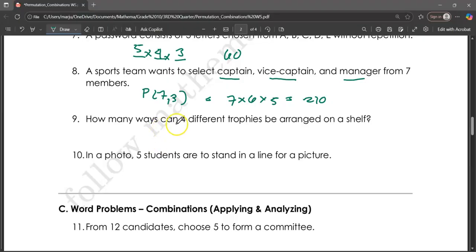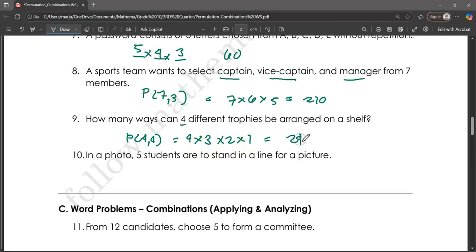Number 9, how many ways can 4 different trophies be arranged on a shelf? So again, there are 4, we choose 4. So permutation 4, choose 4. This will give us 4 factorial, or 4 times 3 times 2 times 1. And again, this will give us 12, 24.